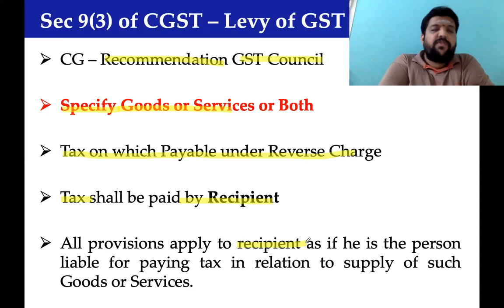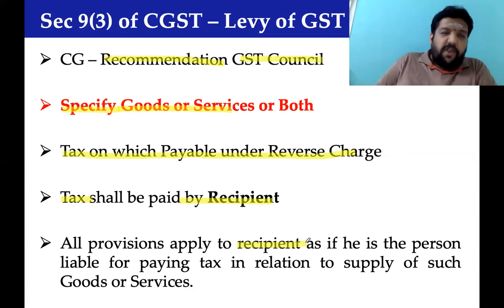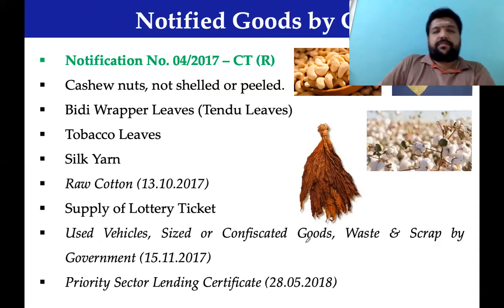In case of those notified goods and services alone, RCM is applicable. That notified goods or services also should be what? Basically, it should be an intrastate supply. When it is an intrastate supply, only it is covered here. If it is interstate supply, it will go to 5.3.